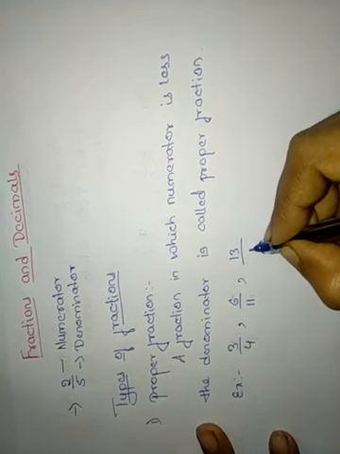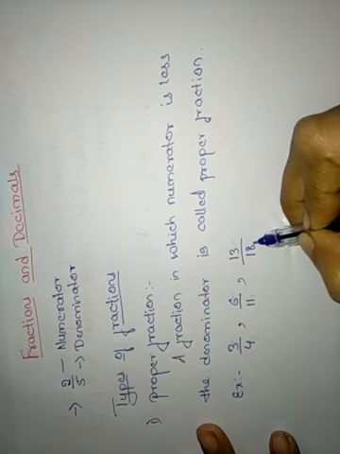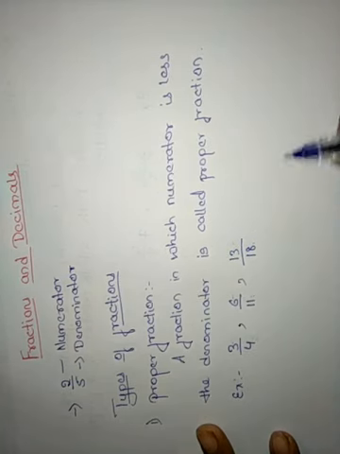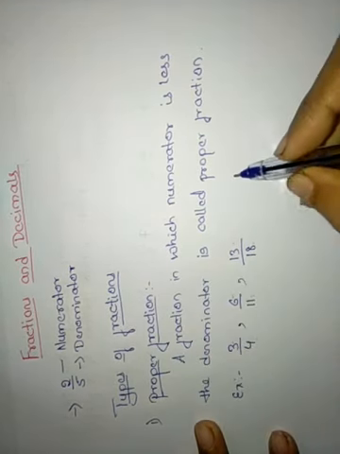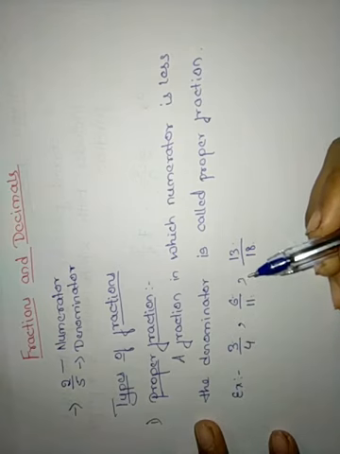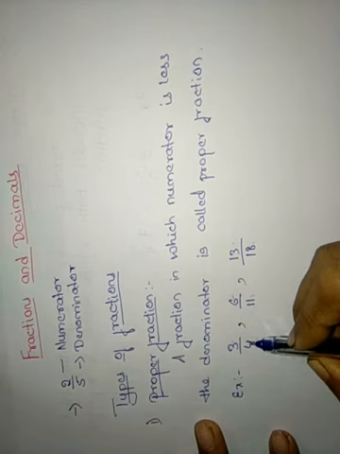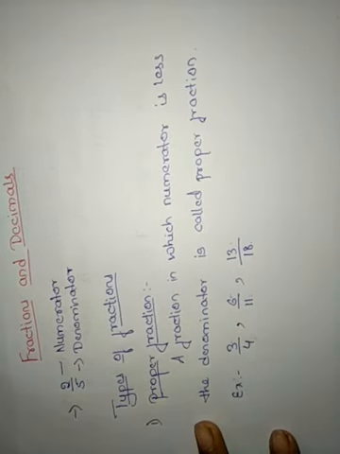One more example, 13 by 18. Even 13 is smaller than 18, right? So these are the examples for the proper fraction. Proper fraction means what? The numerator value is smaller than the denominator value. Such fractions are called proper fractions.